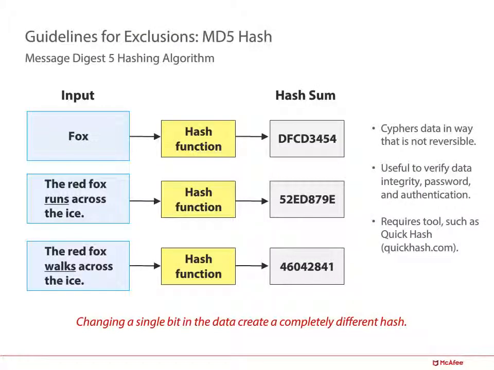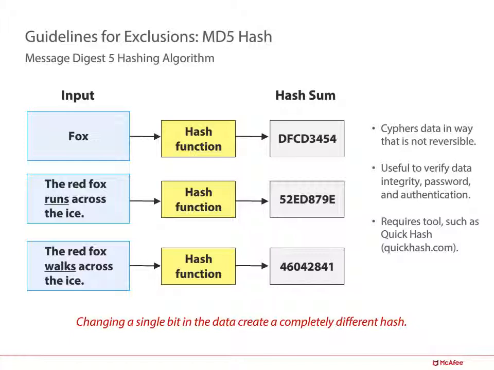A guideline for your exclusions for the MD5 hash: you need to understand it is an algorithm or a function that we use to cipher data in a way that cannot be reversed. It is used to verify data integrity, passwords, and authentication. This is why we find that this is very useful in our rules. The size will vary depending on the hash function that is used. If you change a single bit in the data, it will create a completely different hash.